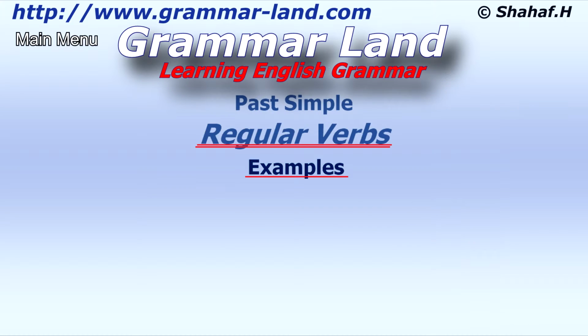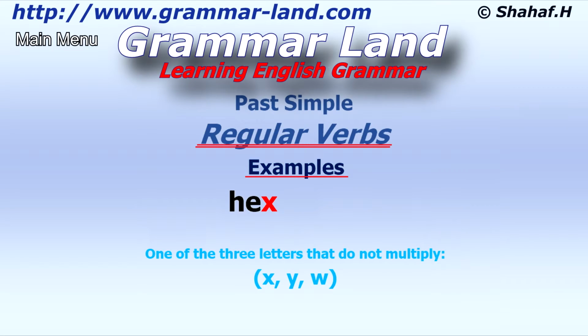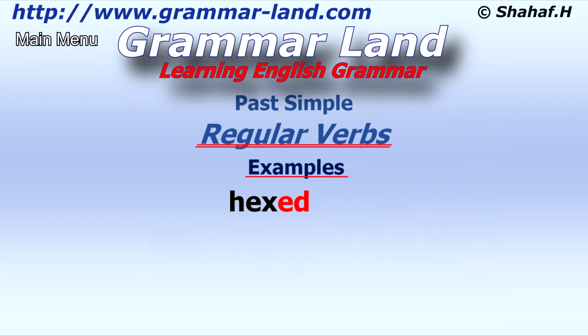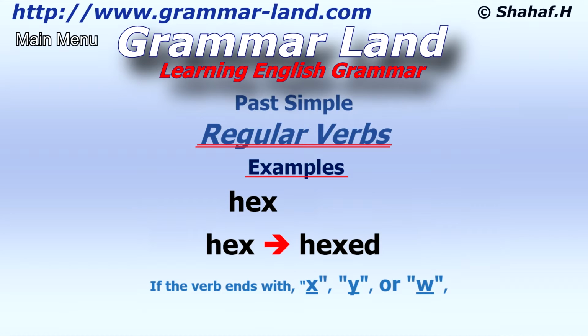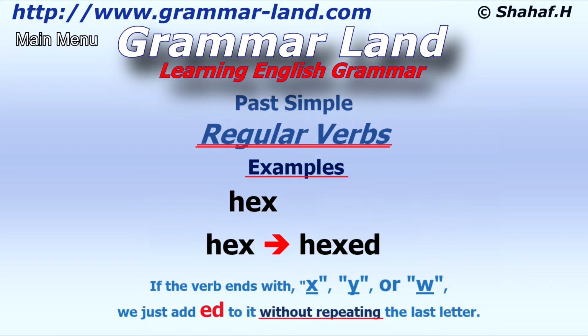The next example is the verb hex. We also have a sandwich here, but in this verb, the sandwich is different. X is a consonant, E is a vowel, and H is a consonant. The last consonant, X, is one of the three letters that we do not repeat, so we just add ed to this verb. It should be like that, hex. Hexed. I remind you, if the verb ends with x, y, or w, we add ed to it, without repeating the last letter.